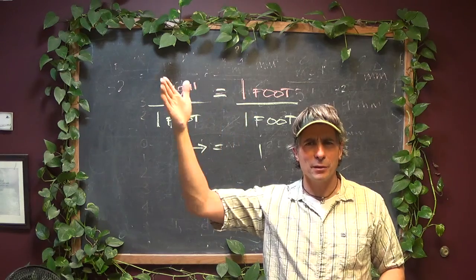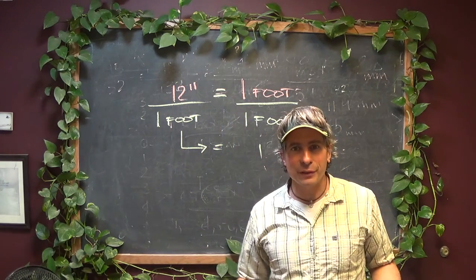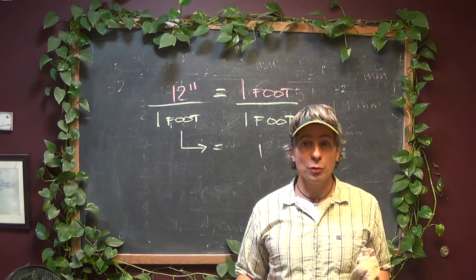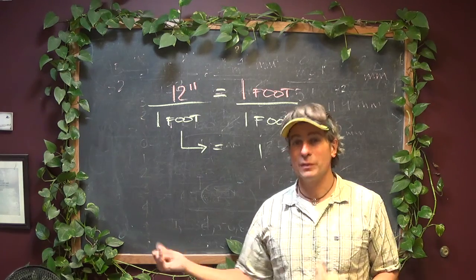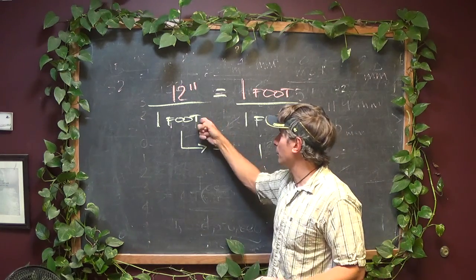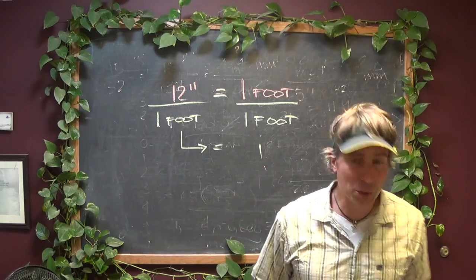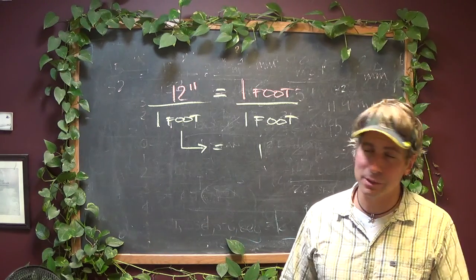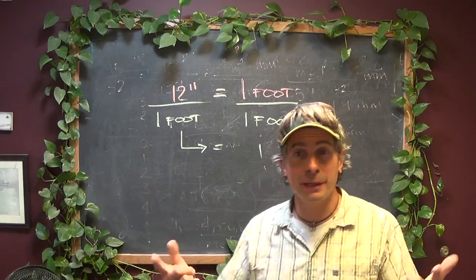Whenever you multiply by those fractions, you're not changing the value of anything. You're just converting the units. They still have the same value because 12 inches is 1 foot. So if you divide 12 inches by 1 foot, you're dividing one thing by itself, which equals 1. That's all I was after. So hopefully that cleared things up a little bit. We'll see you in class.